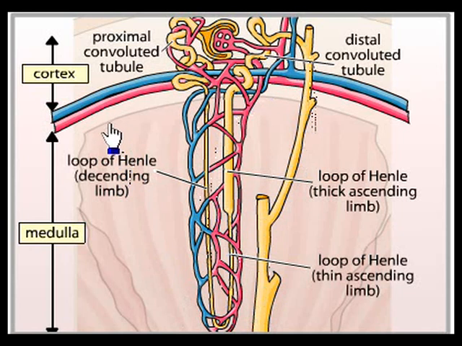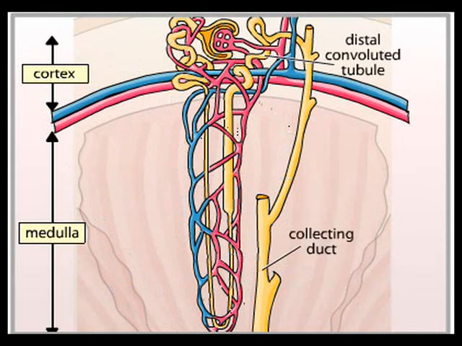The entire loop of Henle, the descending limb, the loop, the ascending limb, the thick portion, are all housed within the medulla of the kidney. Now, the distal convoluted tubules of many nephrons join into a common collecting duct in the cortex, and the collecting ducts then run in parallel with the loops of Henle down through the medulla and empty into the ureter at the tips of the renal pyramids, which we have seen in the previous diagram.